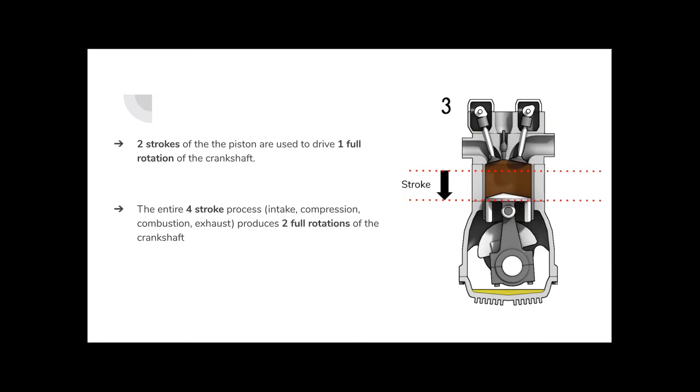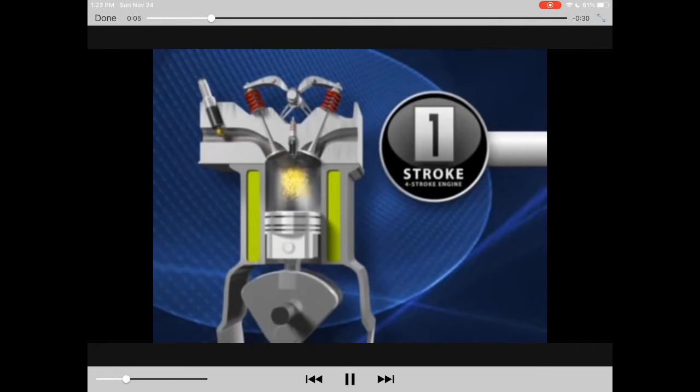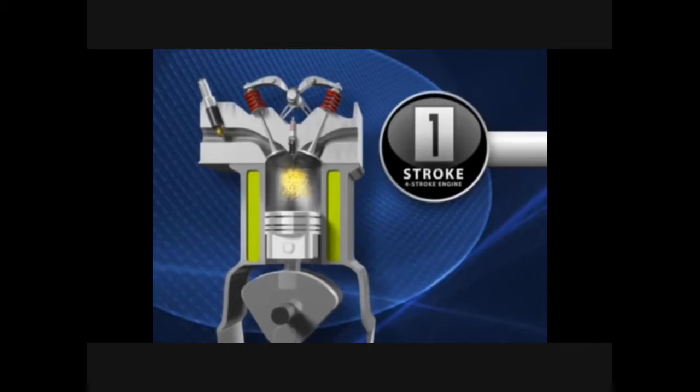So throughout the entire 4-stroke process of intake, compression, combustion, and exhaust strokes, they produce a total of 2 full rotations of the crankshaft. In the first stroke, the air intake valve opens up, pulling in air and fuel mixture into the cylinder. This is called the intake stroke.